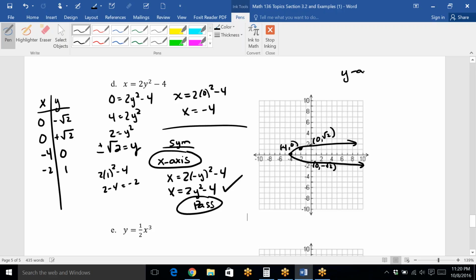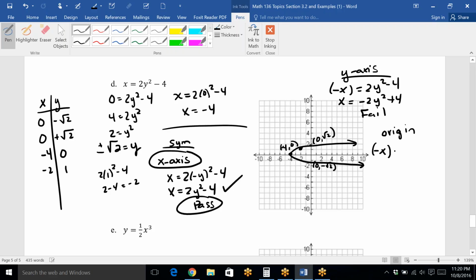For y-axis symmetry, we change the x to a negative, so that'd be negative x equals 2y squared minus 4. We try to make it turn back into a positive x by dividing everything by a negative, and that flips all the signs on the other side as well. So that's a fail.